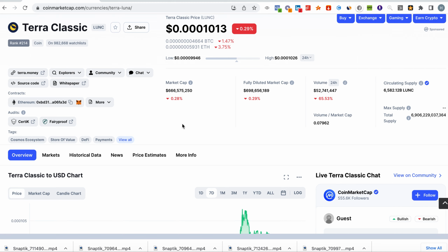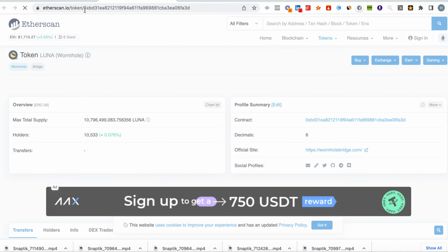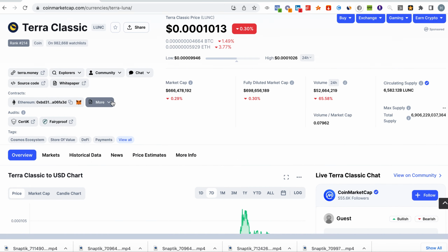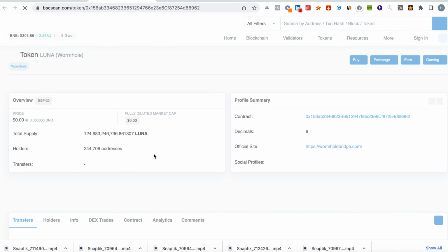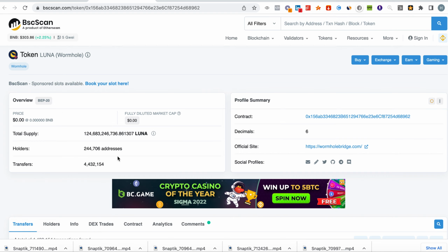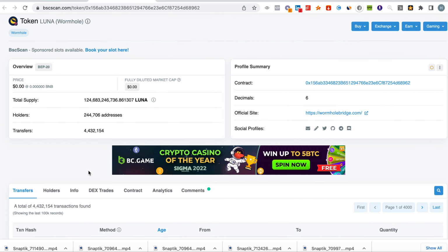Market cap now is standing on 666 billion. You can see this is the circulating supply right now. And the number of holders at the moment, this is for the Ethereum blockchain. So if you look at Binance, which has the largest, we have 244,000 holders with 4.4 million transfers.